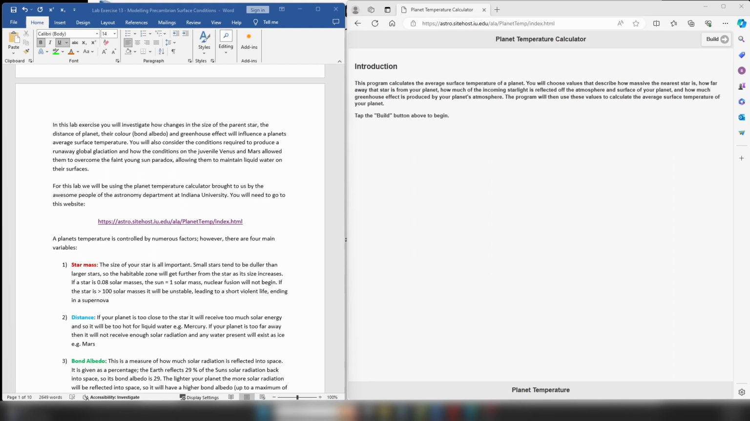So this is going to allow us to initially do some relatively simple investigations, just trying to look at how strong the Earth's current greenhouse effect is, and how much heat it allows us to retain.